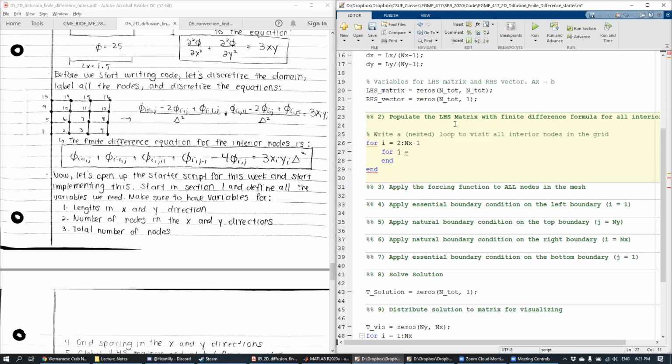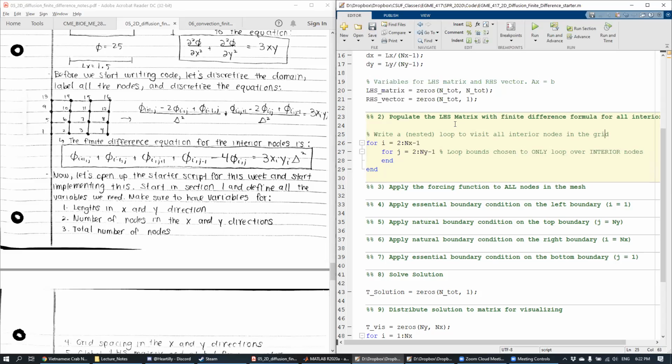And the same thing we're going to loop over for j. So for j, we're going to go from 2 to ny minus 1, okay? All right, so let me write a comment here. So, loop bounds chosen to only loop over interior nodes, okay?